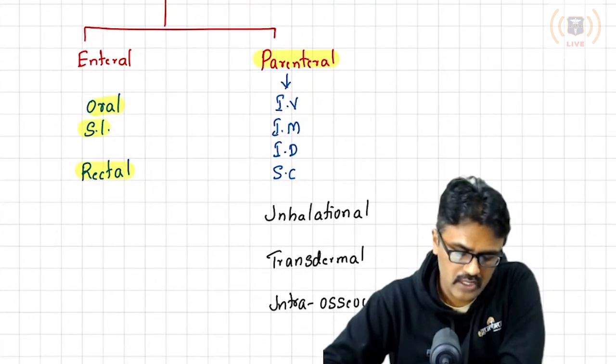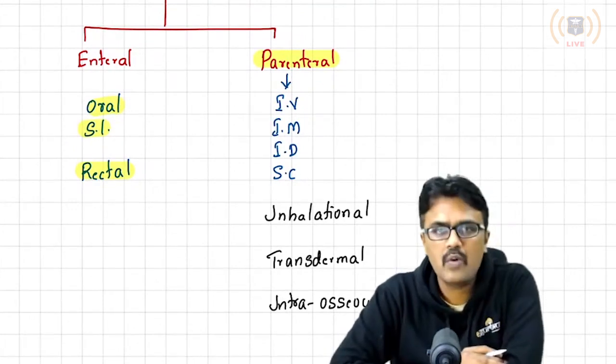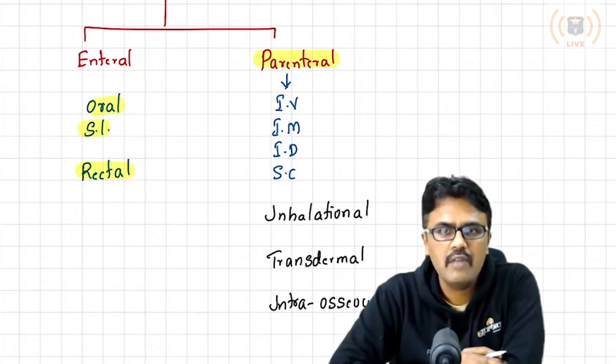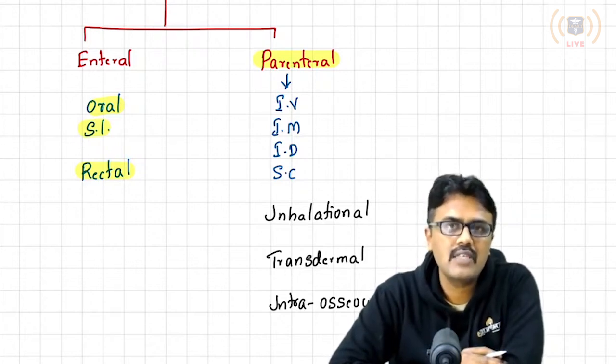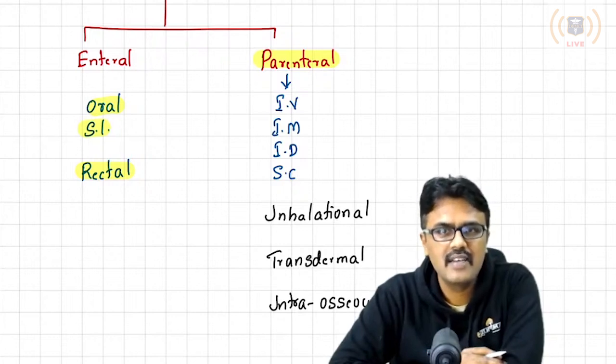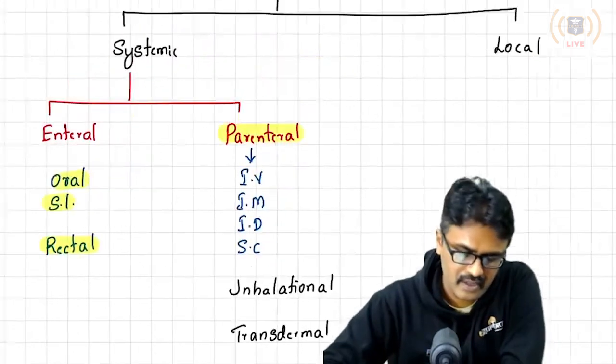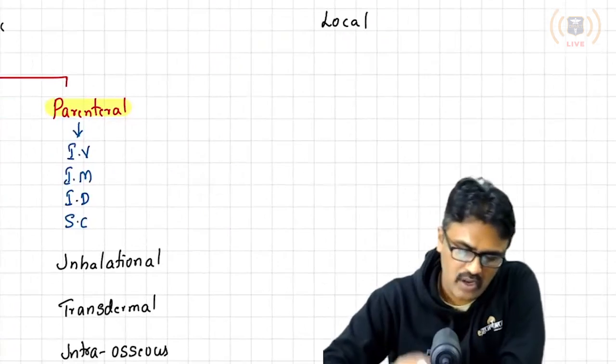Now my question is, among this parenteral route, which route has highest bioavailability? Can somebody answer? And which one has fastest absorption? Let us take a guess. Which route has 100% bioavailability and which route has fast absorption? Waiting for your answers.